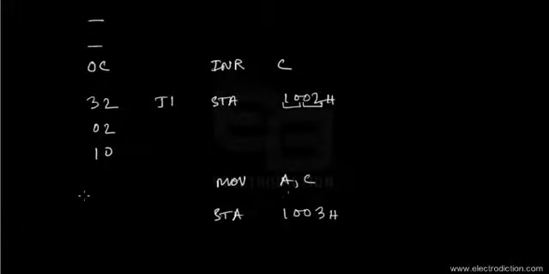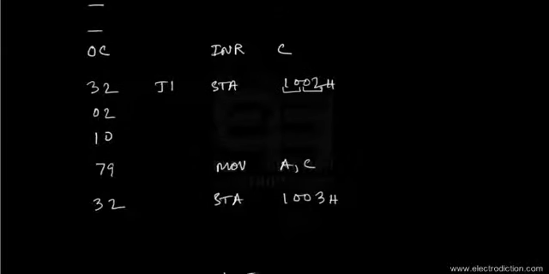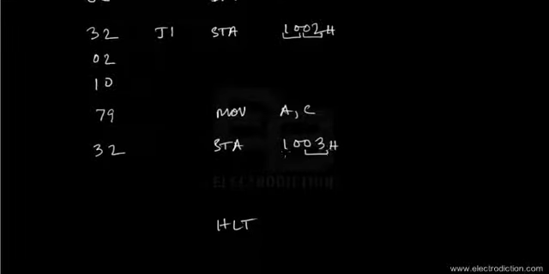Okay, and for move A comma C the code is going to be 79, and once more we have an STA command, so 32-bit memory locations again, divided into groups of 8 bits, so lower 8 bit first, higher 8 bit next, and for halt the code is 76.